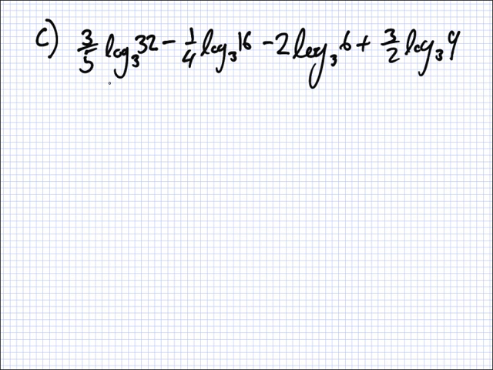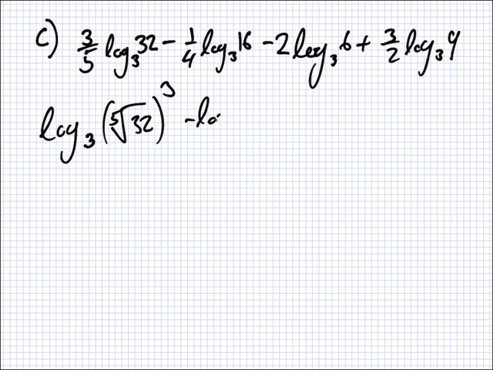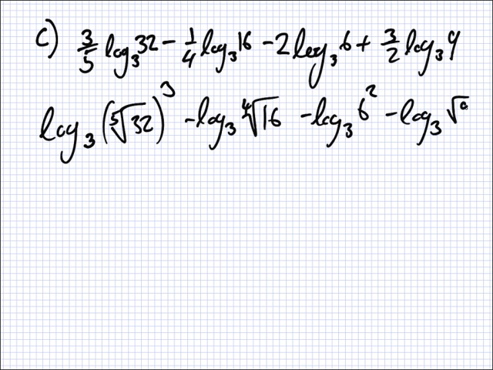Okay, so these can go up into powers. So that would be log base 3 of the 5th root of 32 cubed, minus log base 3 of the 4th root of 16, minus log base 3 of 6 squared, minus log base 3 of the square root of 9 cubed.